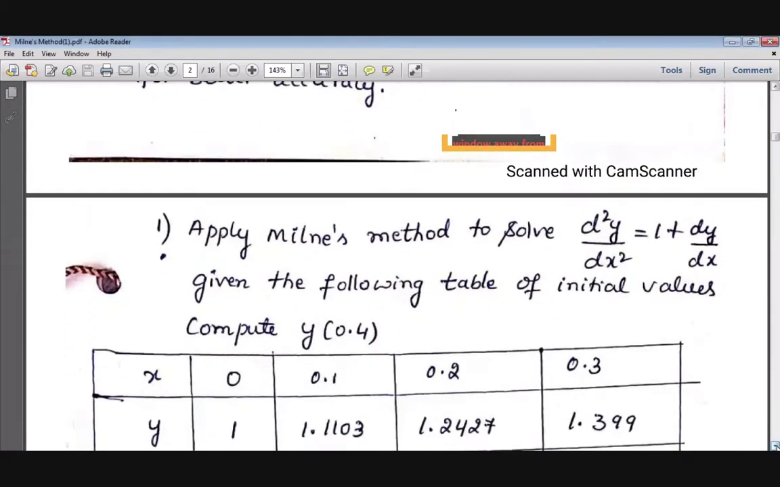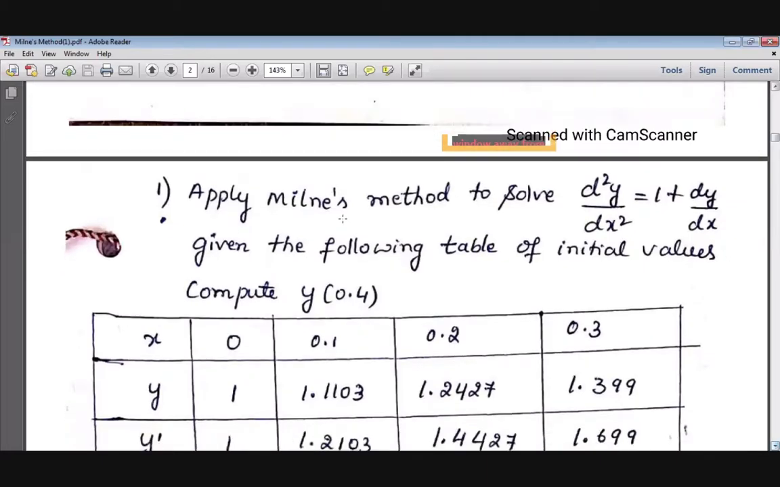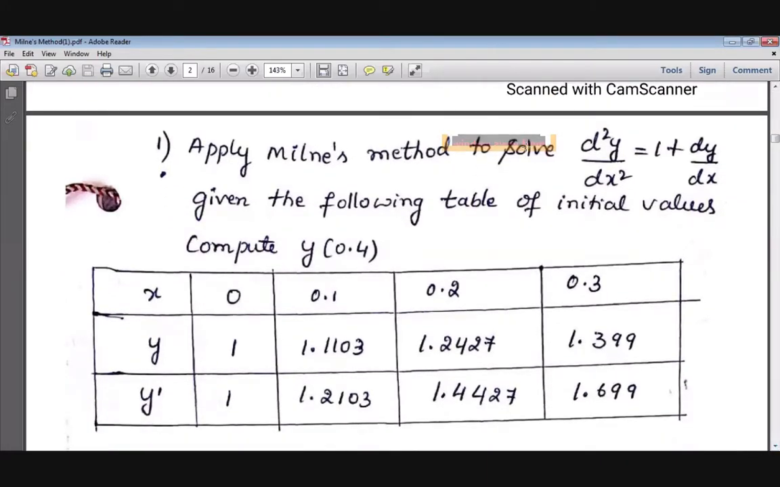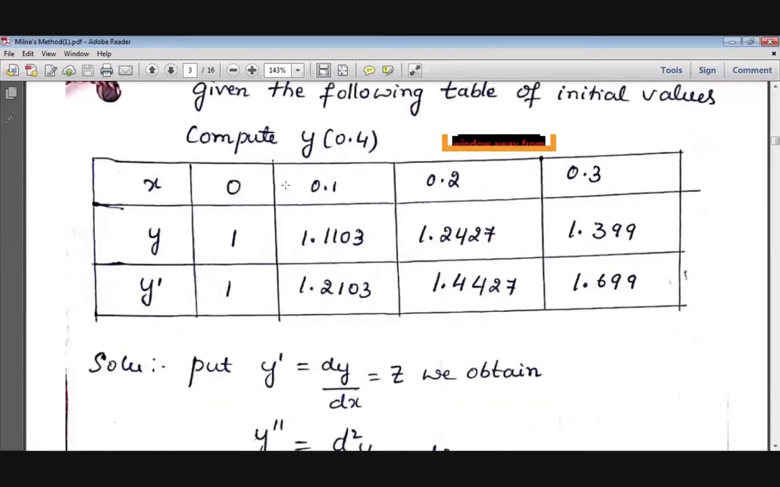Okay, we'll directly go to problems. Apply Milne's method to solve d square y by dx square equal to 1 plus dy by dx. Given the following table of initial values, compute y of 0.4. This is the given table. So this much data they will give. You need not worry about how this data comes. They will provide it in the question itself. We just need to solve by using this data.